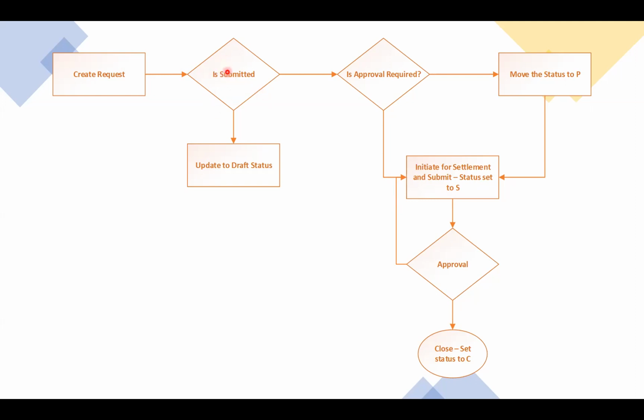If the user has not submitted it here, it will be in draft status. The status will be set to D, which refers to draft status. So this is the whole end-to-end app, the process point of view. I know it will take some time. This sounds like a real-time example.